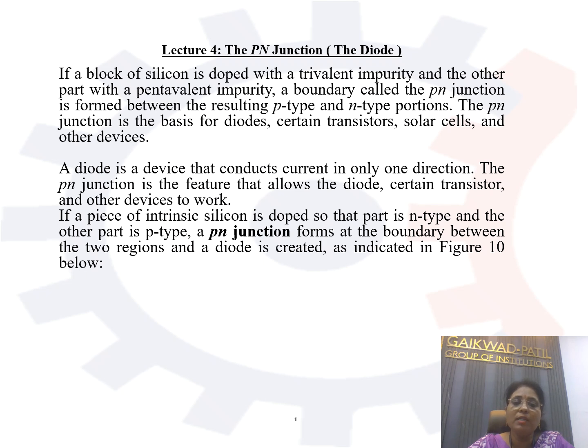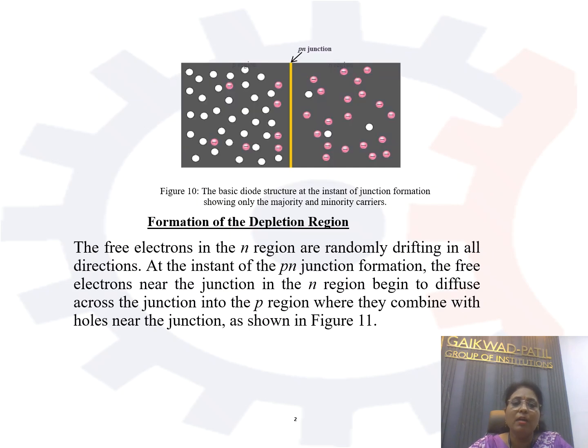A diode is nothing but a device that conducts current only in one direction. So the PN junction is the feature that allows the diode, certain transistors and other devices to work. If we take a piece of intrinsic silicon which is doped so that one part is N type and the other part is P type, that forms a junction, and the boundary between these two regions of the diode is shown in the figure. So this is the formation of the depletion layer.